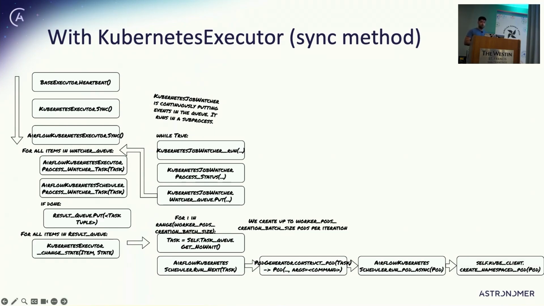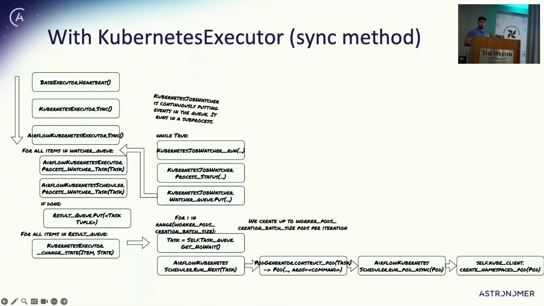We start by reading from the task queue populated by the execute async method. So we grab up to worker pods creation batch size pods, which is an Airflow configuration parameter, worker pods creation batch size, which essentially defines how many pods we're going to be able to create per scheduler iteration. This parameter is in place because creating pods is a relatively expensive operation, as it requires making API calls to the Kubernetes API server. And we don't want to block this scheduler loop too long. As always, though, the proper value depends on your requirements.